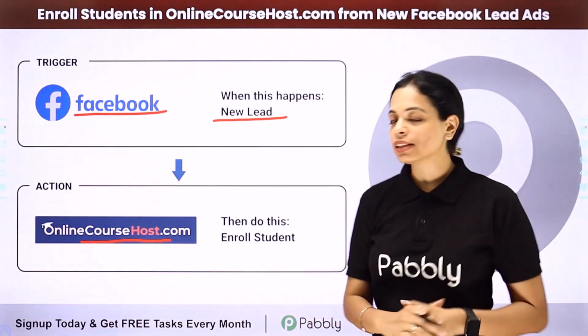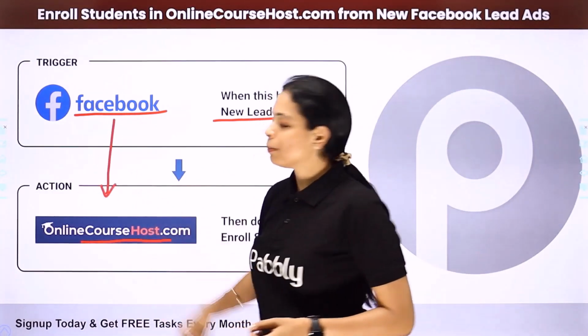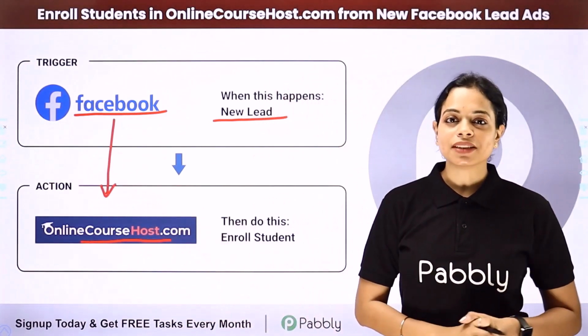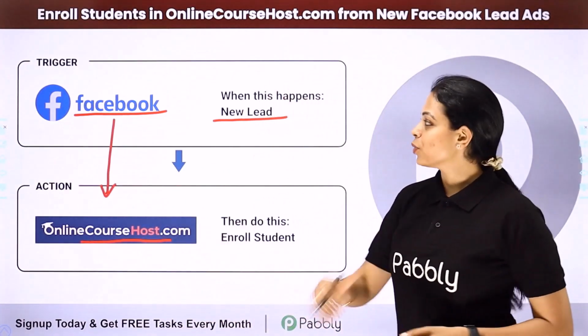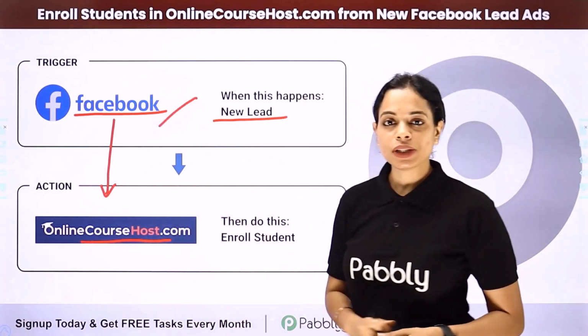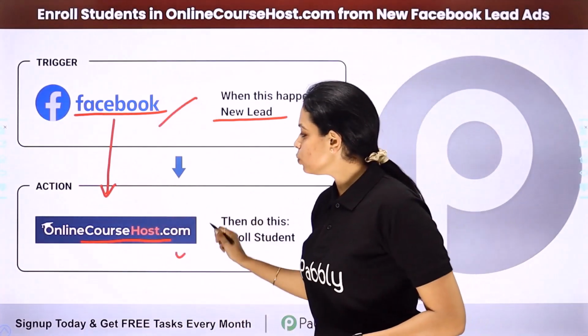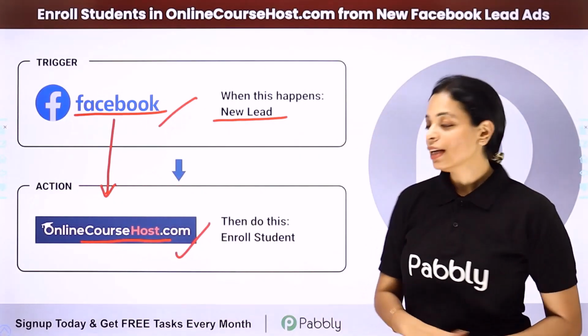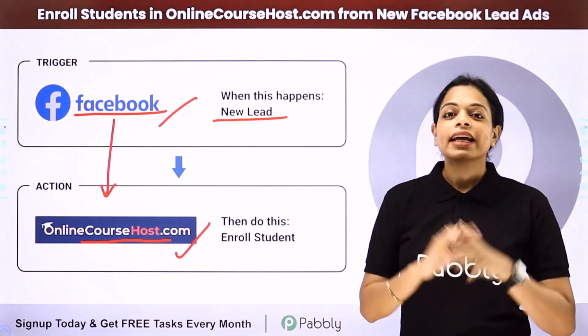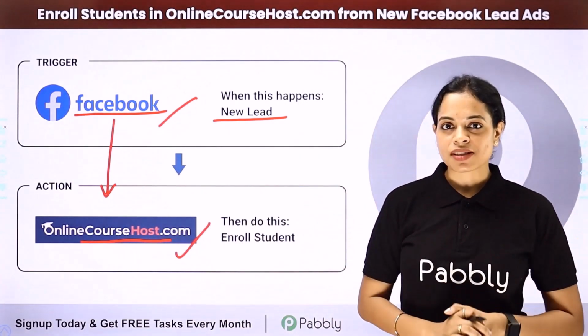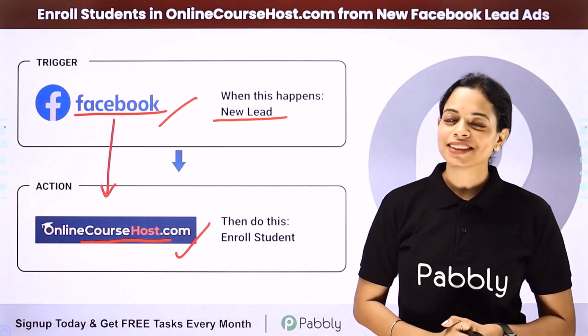Now, how can you do this? For this, you will have to integrate the two applications, and the same thing can be done using Pabbly Connect software. So here your trigger application will be Facebook lead ads and your action application will be onlinecoursehost.com. Now, how can you do this yourself? Integrate and automate this entire process. To understand that, let me take you to my screen.